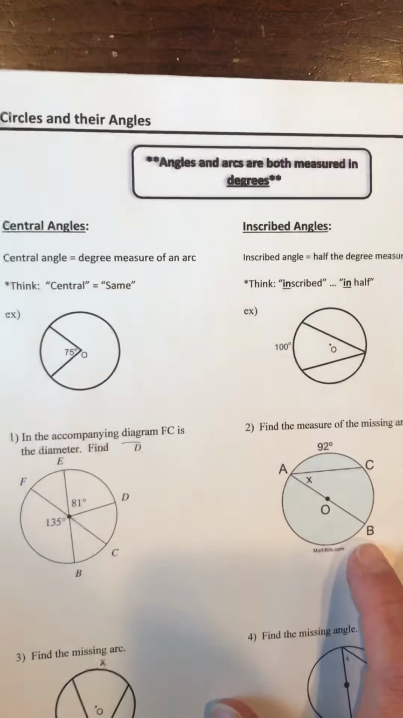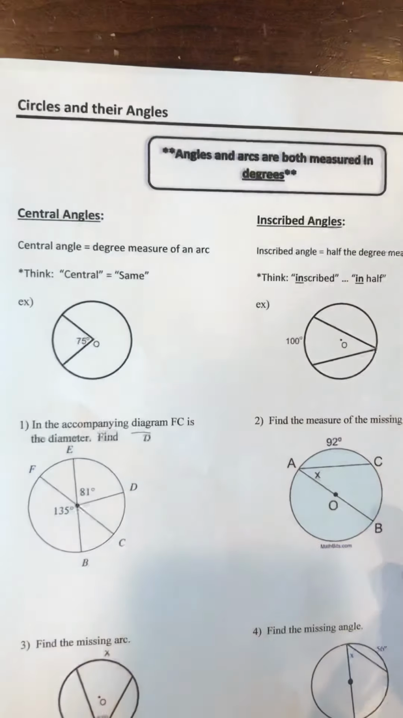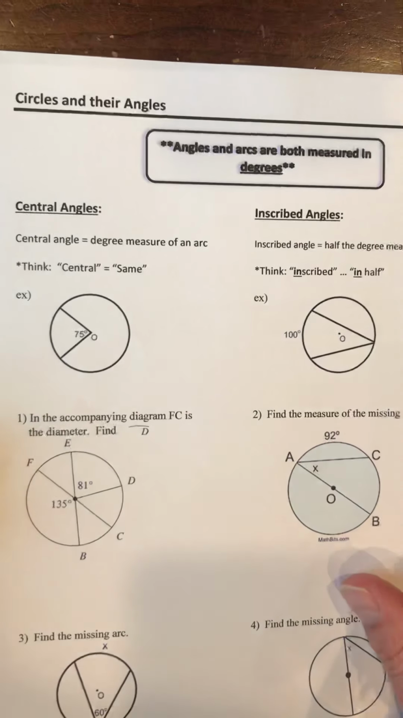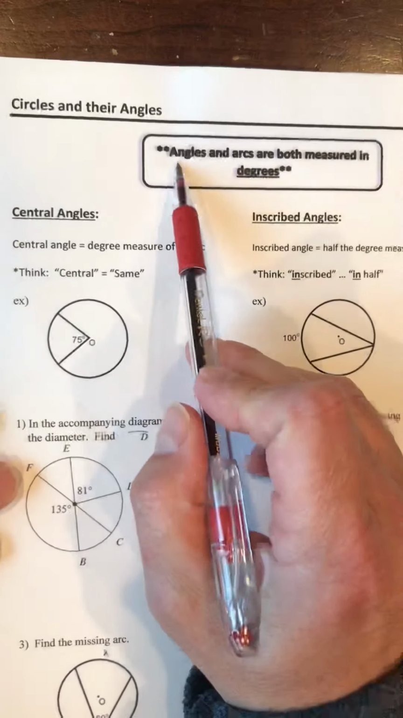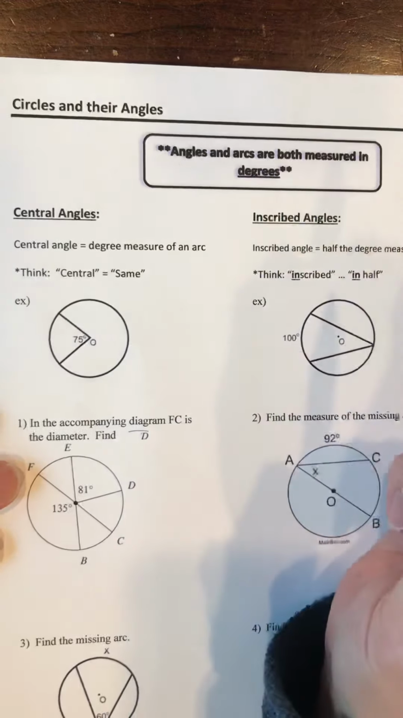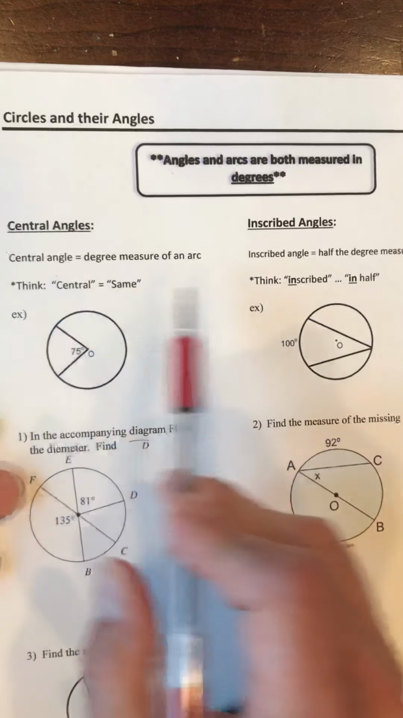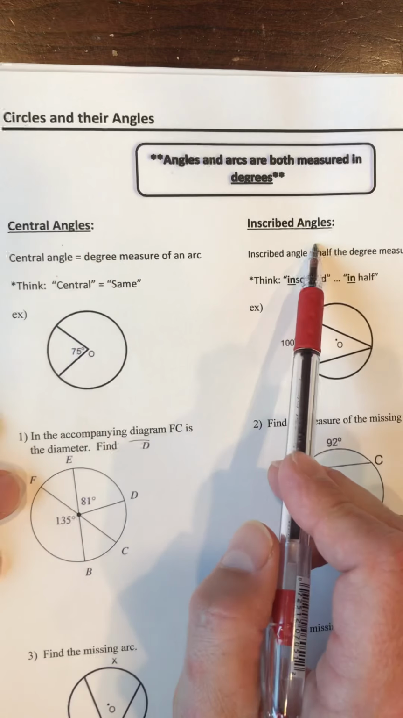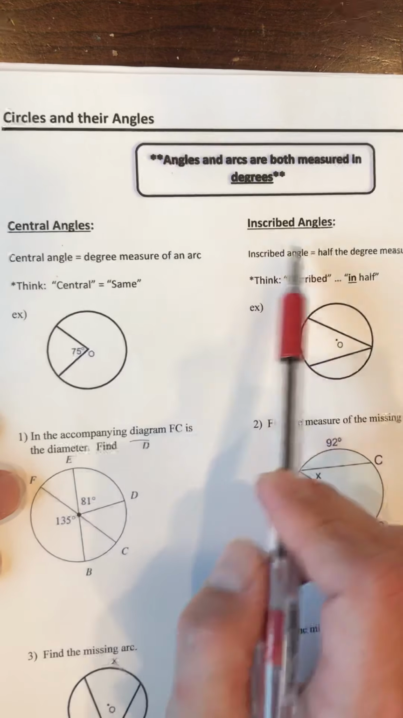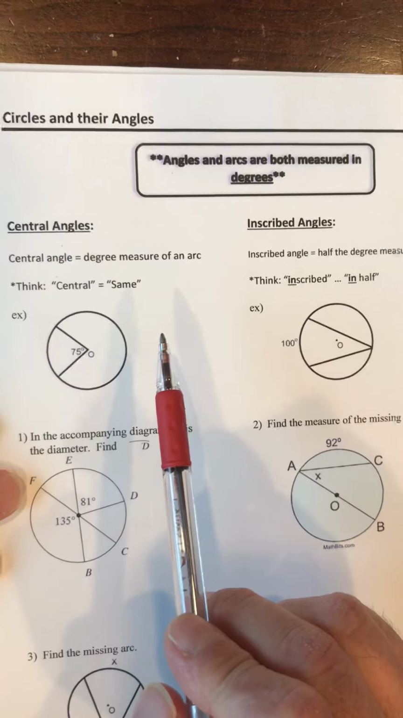All right, we're going to get into some problems with angles, okay? We're going to spend a solid week, maybe a week and a half on angles. Angles and arcs are both measured in degrees. That's really important. We're going to talk about two types of angles today: central angles and inscribed angles. These are two of like 5 or 6 different types.